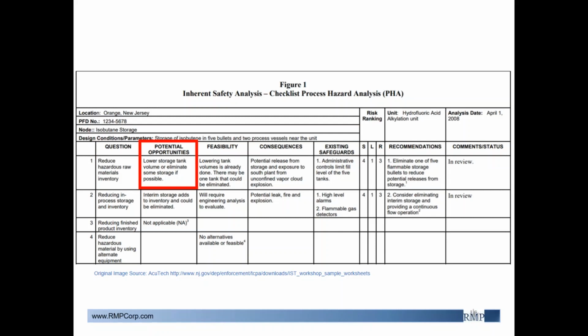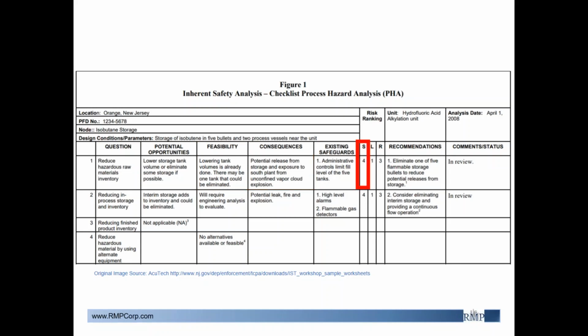Then the potential ISD opportunity is brainstormed, and the team arrives that they can lower storage tank volume or eliminate storage if possible, and that is documented in the potential opportunities column. Next, the feasibility of lowering storage tank volumes further or eliminating storage is examined, and in this example, the team discussed that it is feasible for one storage tank to be eliminated. Then the worst case scenario or consequence of having large amounts of hazardous raw materials inventory is discussed, and the consequence is that there could be a potential release from storage resulting in a vapor cloud explosion.